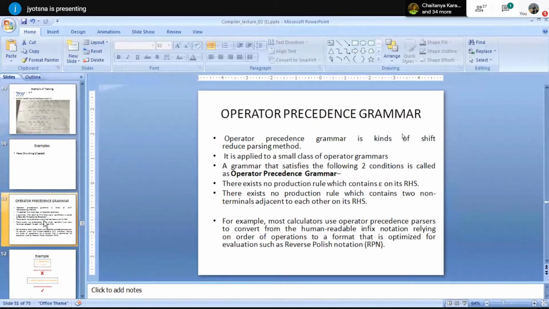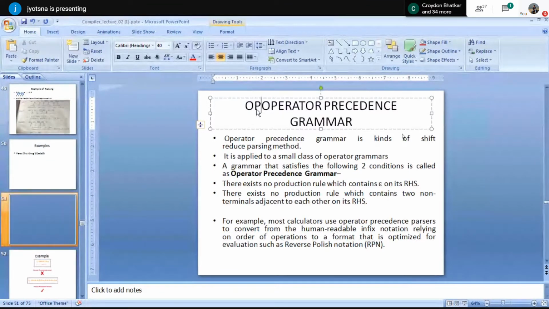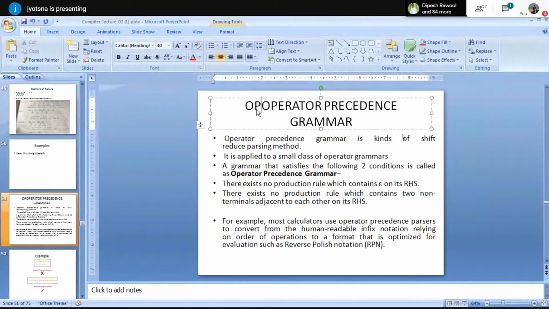Okay, so we have an operator precedence grammar, or operator precedence parser. Basically, instead of a grammar here, because we require to do an operator precedence, first we'll talk about an operator precedence parser, that is OPP. OPP stands for operator precedence parser. To test whether it is an operator precedence parser, you require an operator precedence grammar.